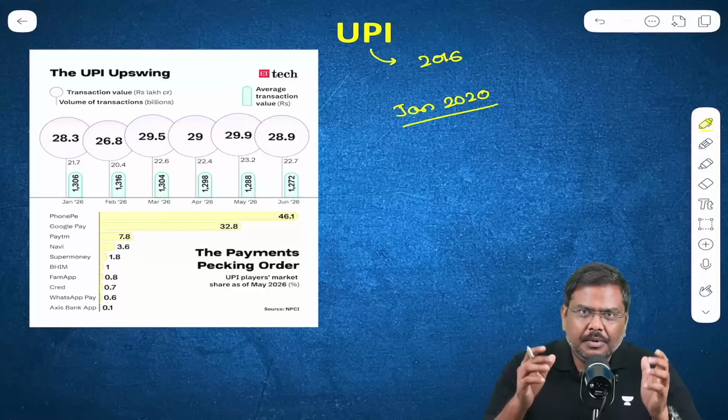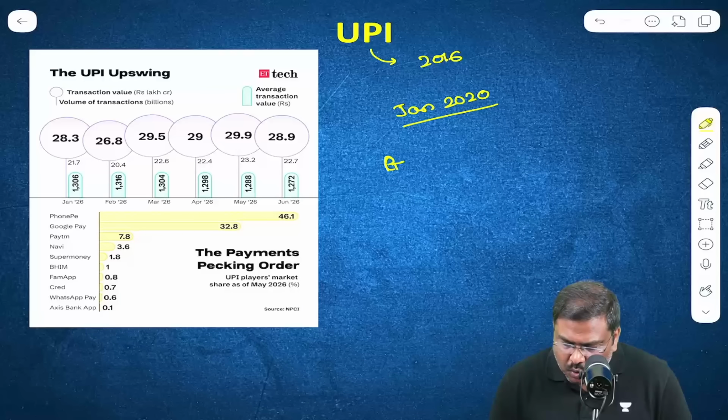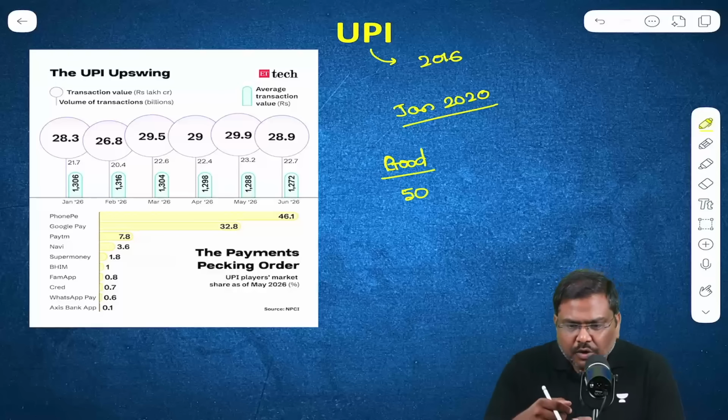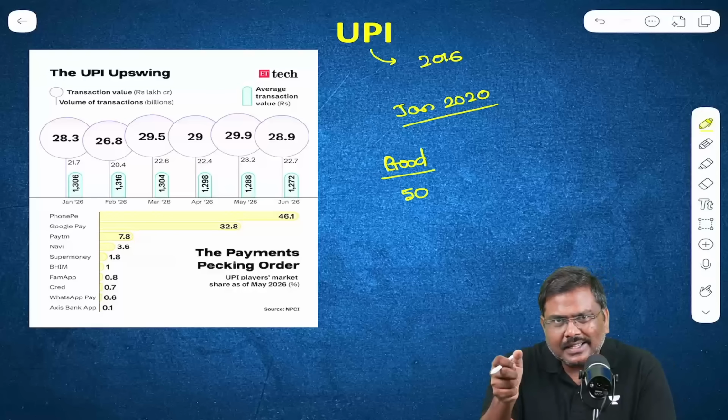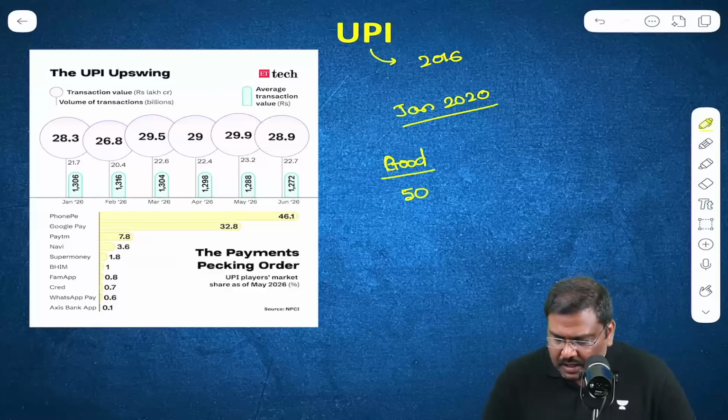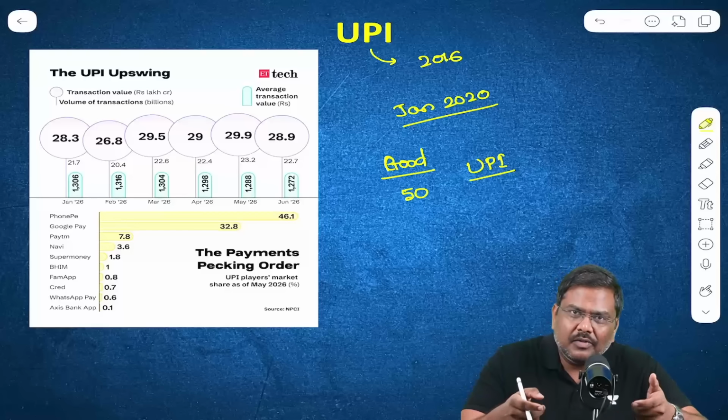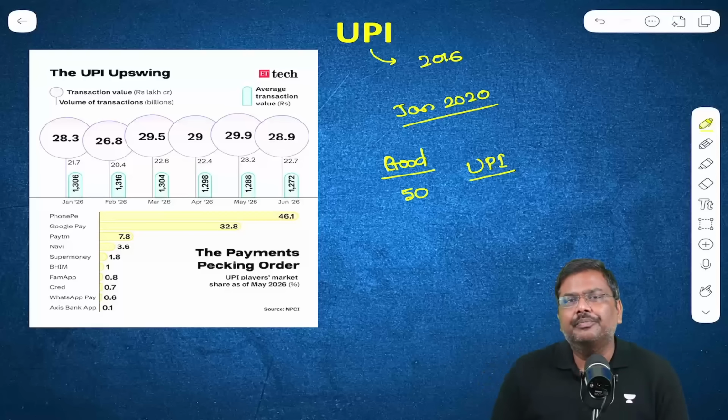Let's say you go to a shop and purchase a particular good. The price of the good is 50 rupees. Now you will take out your smartphone, scan the QR code, and transfer the money using UPI to the shopkeeper. The shopkeeper will accept and deliver the good to you.